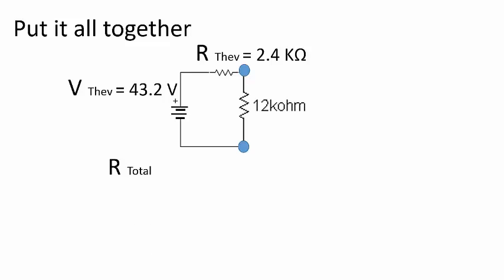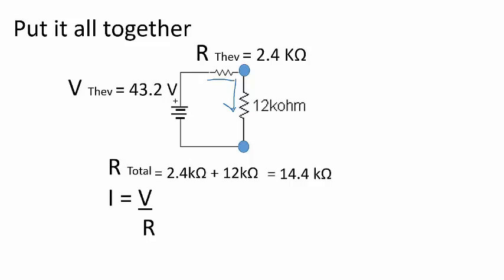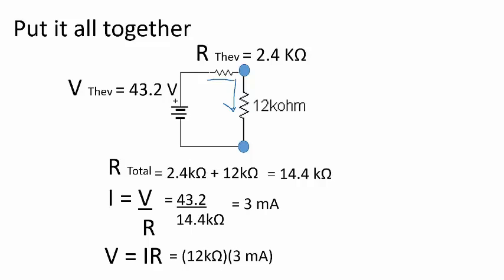And now, if you notice, it goes in one after another. So it's not that they have shared nodes, they are now in series. So the R total is 2.4 kilo ohms, which is your RThev, plus the one that you're analyzing, which is your 12 kilo ohms, giving you 14.4 kilo ohms. Now, using Ohm's law to solve for current, you use 43.2 volts over a total of 14.4 kilo ohms, which is 3 milliamps.